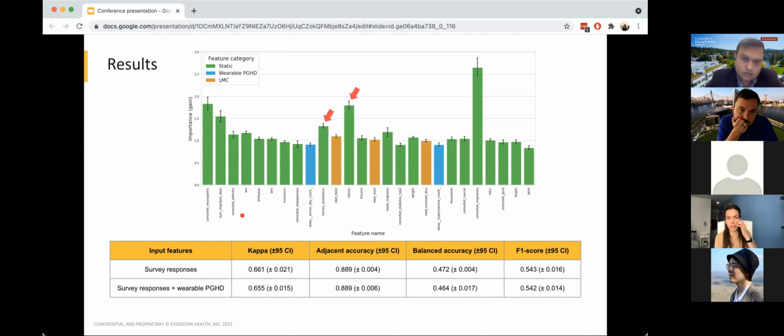And then here we see in red two features that are related to money and having sufficient money or having received money assistance that are very important in predicting depression severity again. And the wearable PGHD features that we have added here and here, they are the number of days over the past week where a participant has taken at least 10,000 steps and the number of days where a participant has slept at least 10 hours.